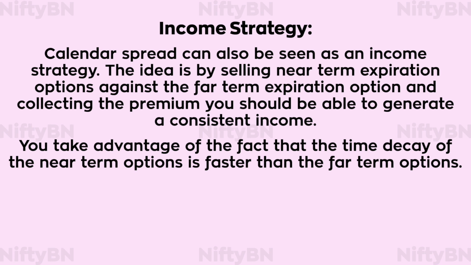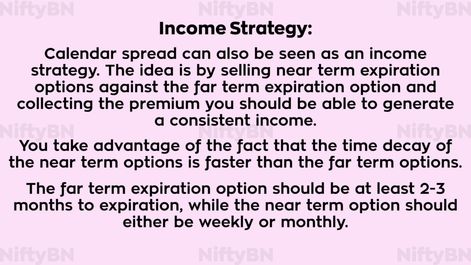You take advantage of the fact that the time decay of the near term options is faster than the far term options. The far term expiration option should be at least 2 to 3 months to expiration, while the near term option should either be weekly or monthly. The effect of time decay and an increase in volatility is positive for the strategy.